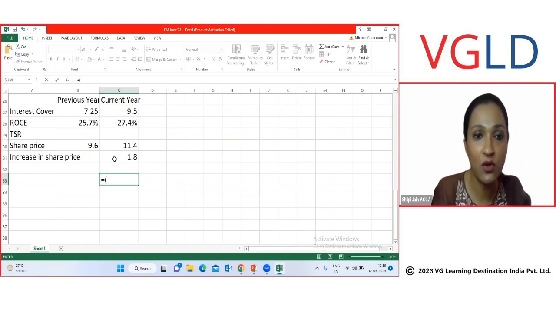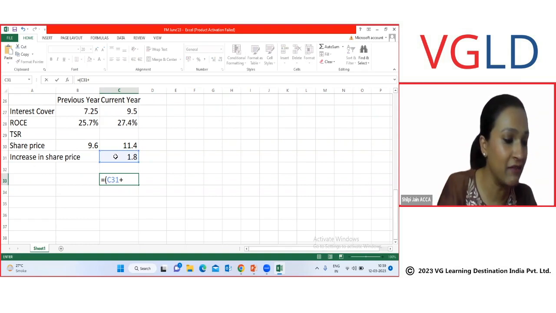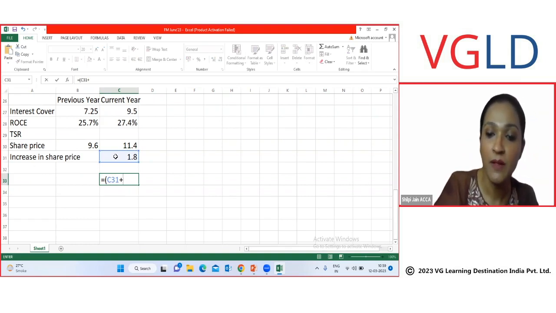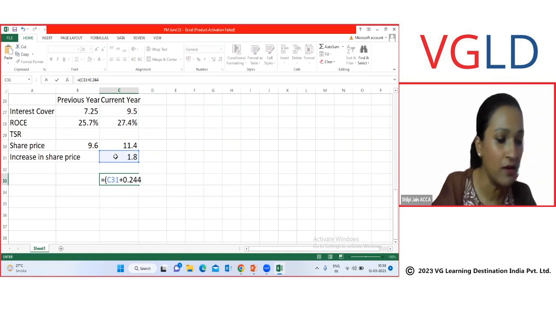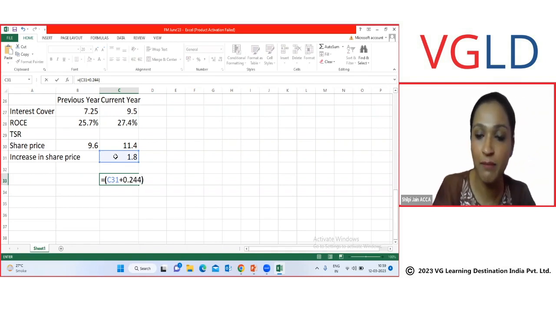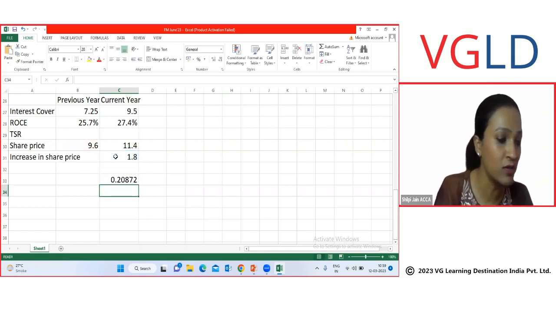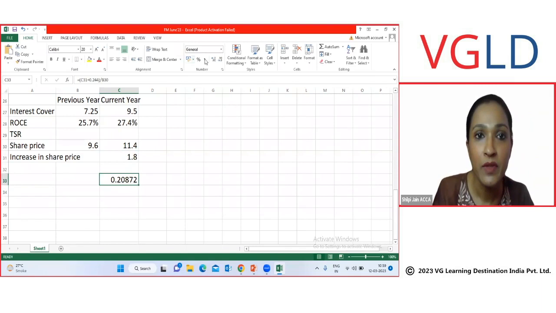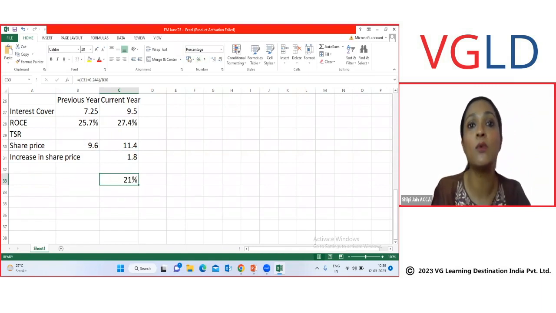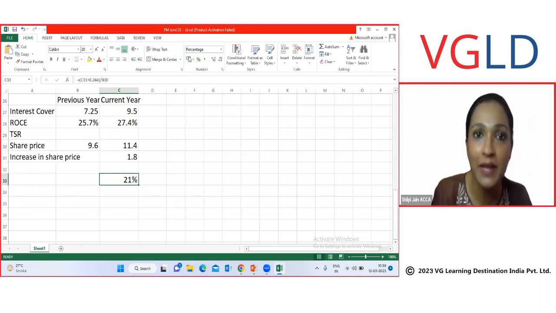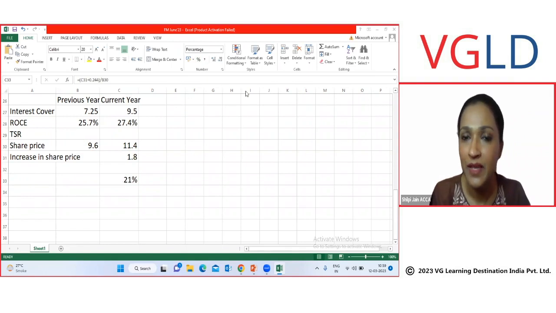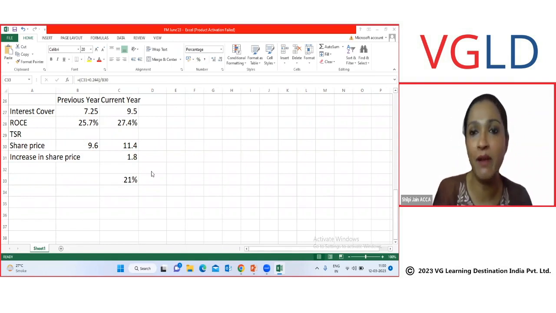What we've just calculated, plus my dividend, which is equal to how much? Dividend per share, 0.244, divided by my base P0 price, which was 9.6, making it equal to, in terms of total shareholder return, 21%. 20.9 or 21%, you can round it off.